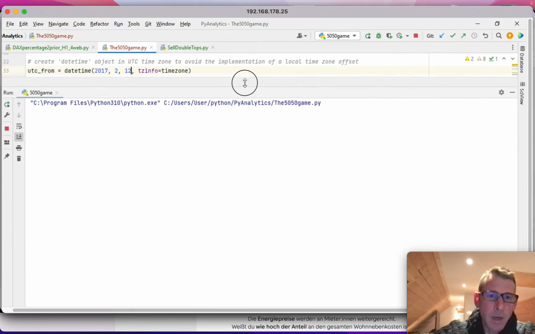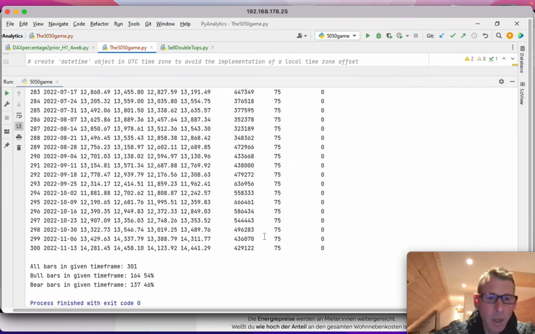Receiving all weekly bars from the broker. We see this was 300 weeks, and we had 164 bulls and 137 bears. So 54 to 46. Pretty close to 50-50. Next.